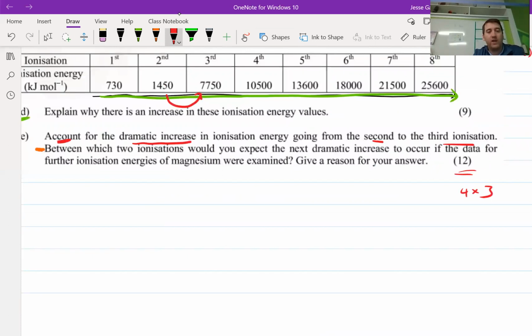So there is another bit here. It says between which 2 ionizations would you expect to see the next dramatic increase? Now, there's an important word here, the next dramatic increase. We might see some slightly less dramatic increases somewhere, but the next dramatic increase will be in a very specific place. So the next dramatic increase to occur for the data if further ionization energies of magnesium were examined, and give a reason for your answer.